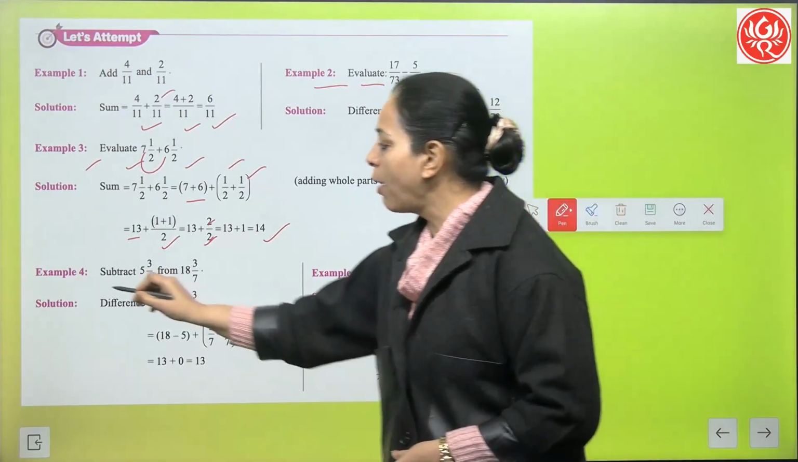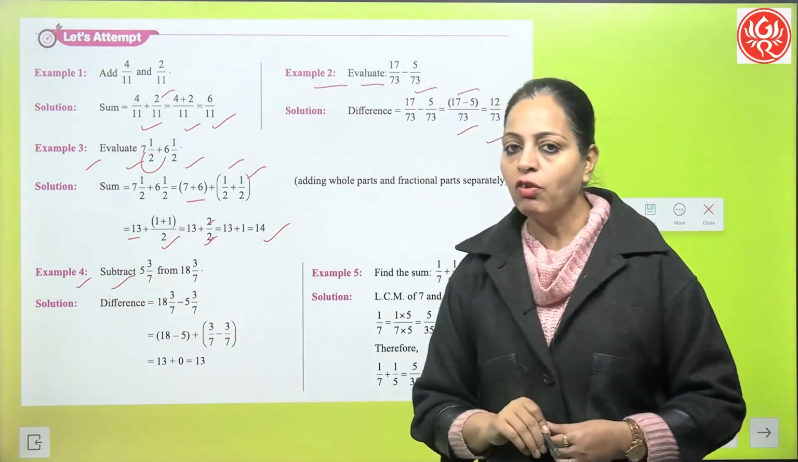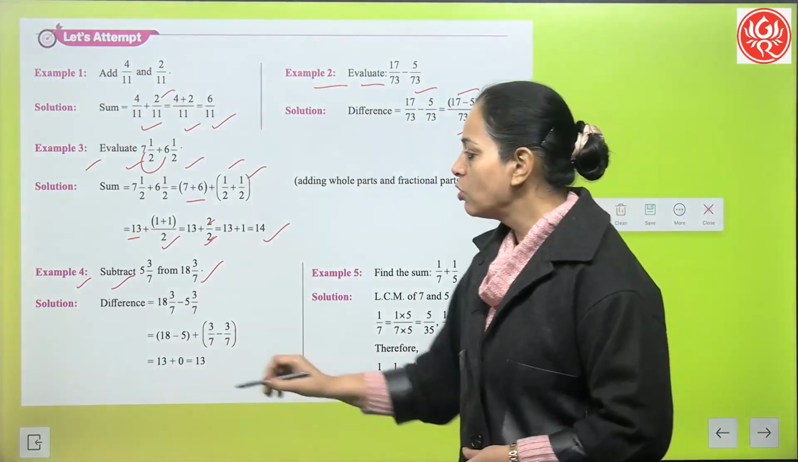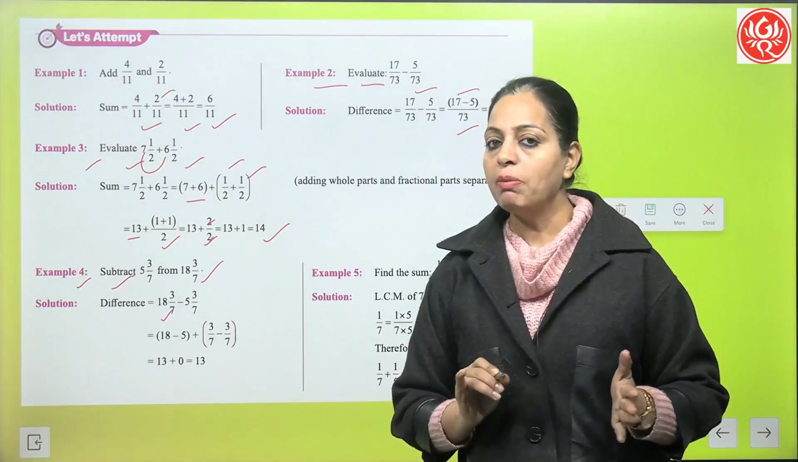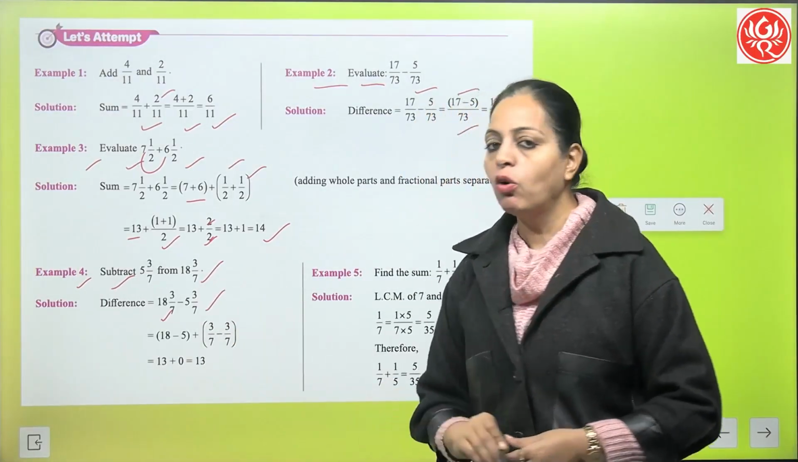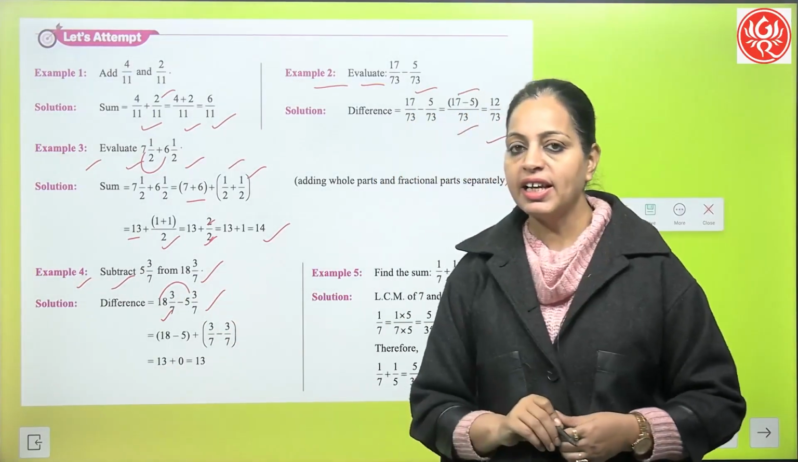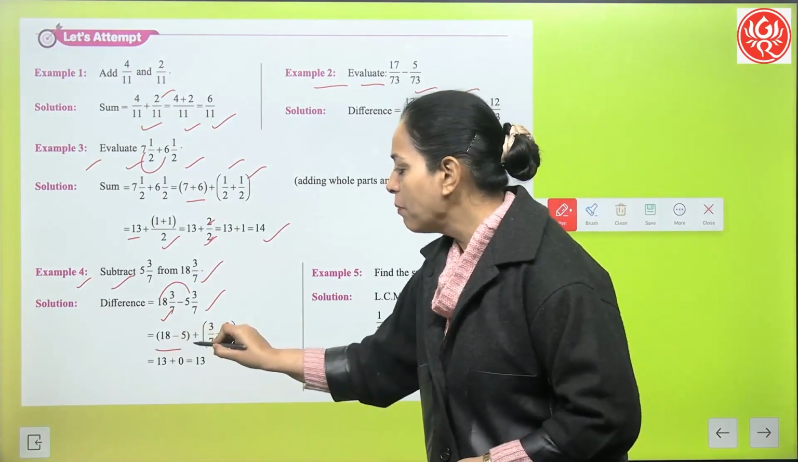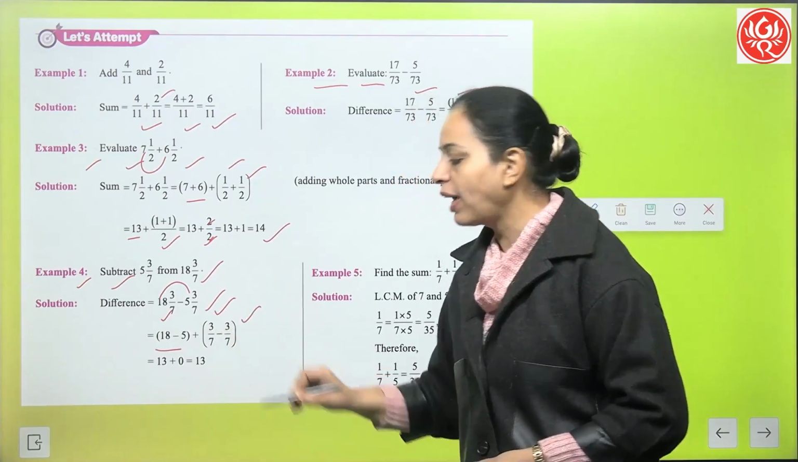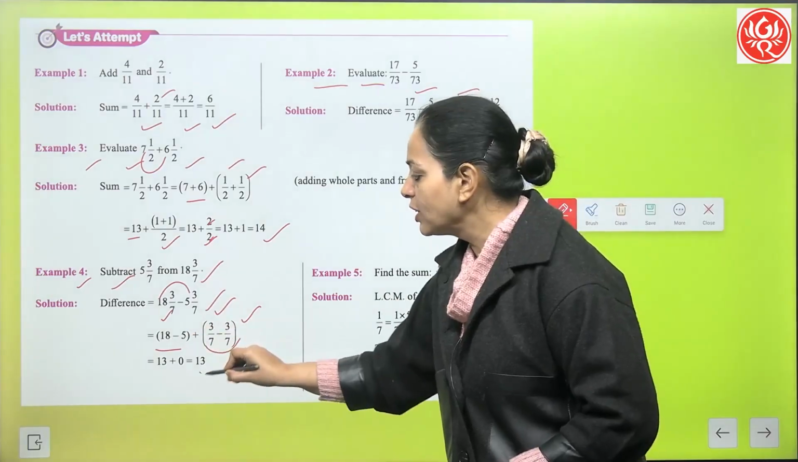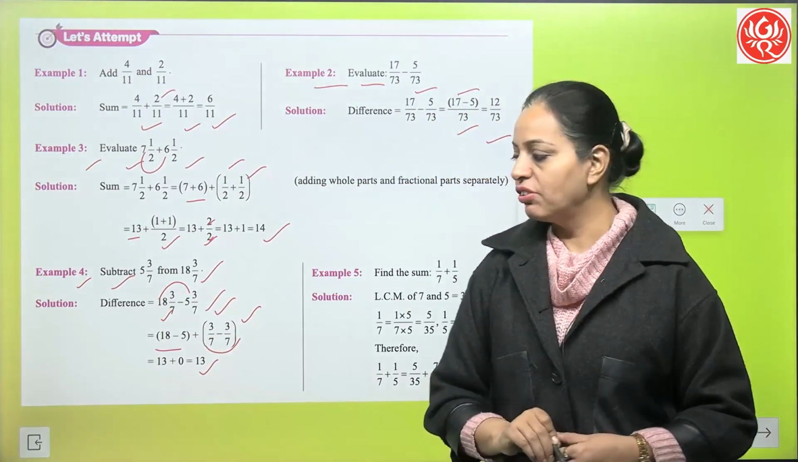Okay, now example 4, subtract 5 whole 3 by 7 from 18 whole 3 by 7. So what to do? 18 whole 3 by 7 minus 5 whole 3 by 7. So हम whole parts को minus करेंगे. 18 minus 5 plus 3 by 7 minus 3 by 7. This becomes 0 and 18 minus 5, this is 13.